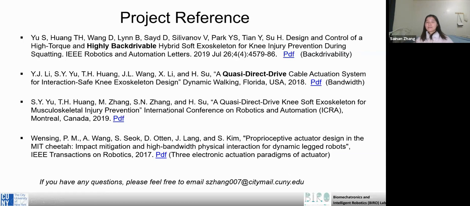And the third reference talks about a QDD. And the last reference is the first paper that talked about the SEA, QDD, and the conventional actuator. And here, this actuator is equal to QDD, just a different name. And if you have any questions, you can email me.